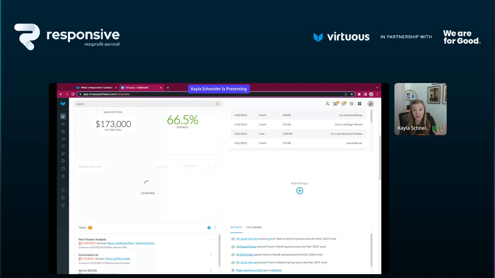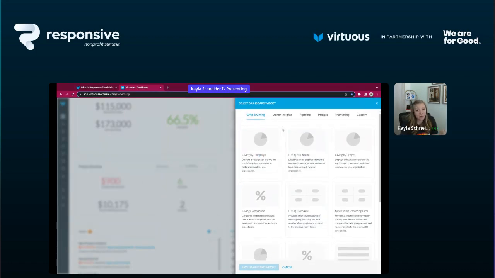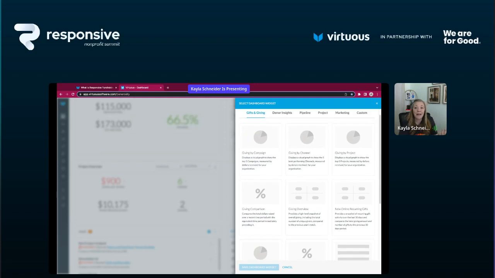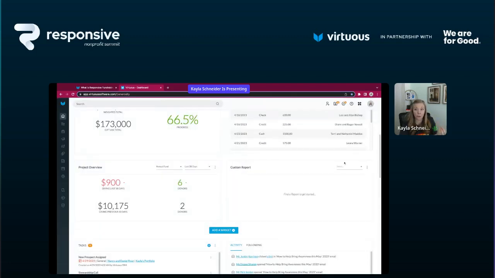A couple of things here is that we do have a ton of best practices in the platform throughout, allowing you to not have to recreate the wheel, but really help just get started. So understanding what's going on at a giving level, maybe at a project level, or just specific donor insights. But one thing I love is the ability to have custom reports and see data the way that your team needs to see data. That is so important.